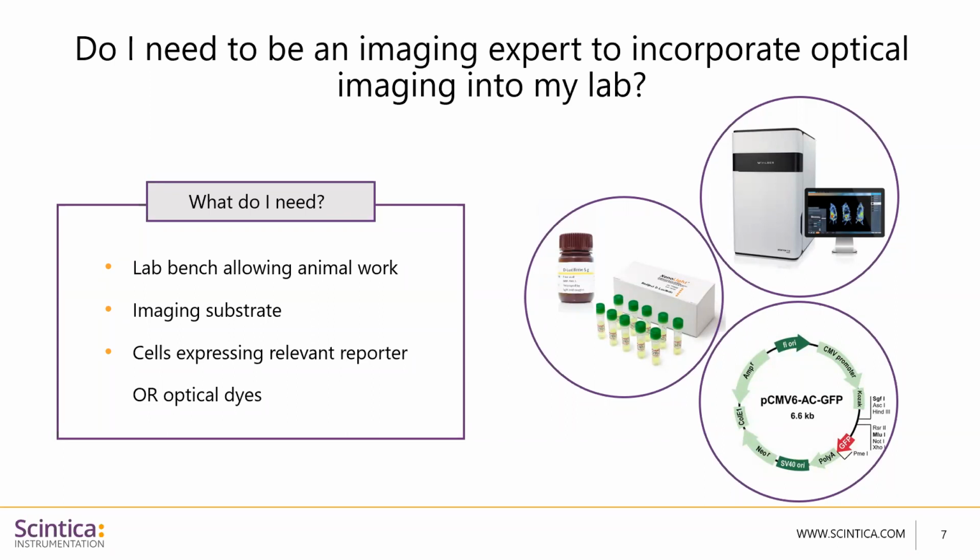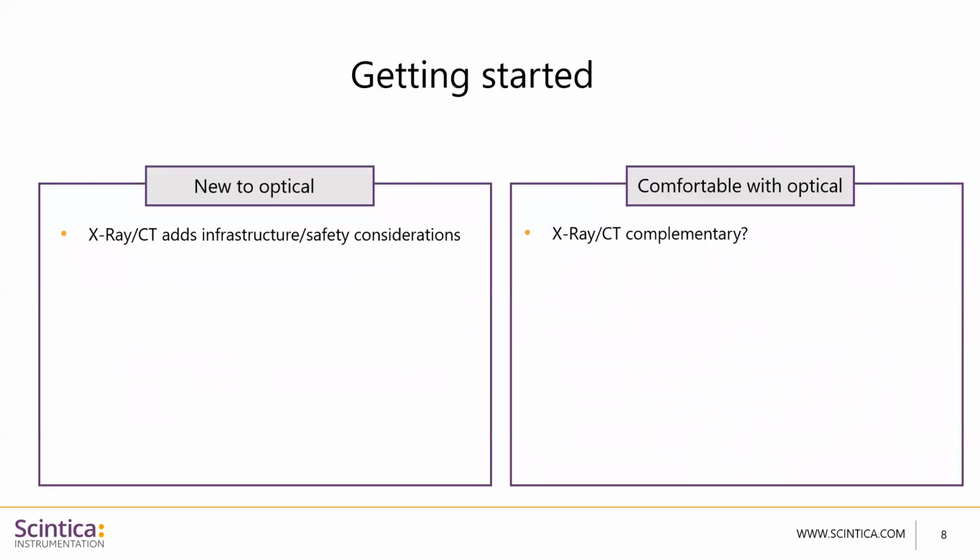Secondly, you're going to need imaging substrate. And again, you don't necessarily need that if you're okay with just doing fluorescence imaging. But for bioluminescence imaging, you will need to consider that may be a consumable you will need as you progress through your studies. And then finally, you need cells expressing your relevant reporter or optical dyes. And again, this can be as complicated as you want it to be. And we'll talk a bit more about this on the next slide.